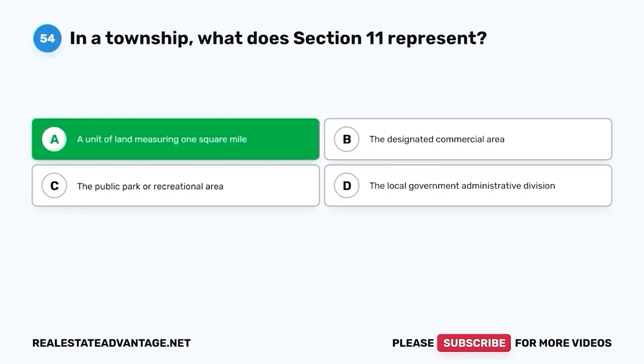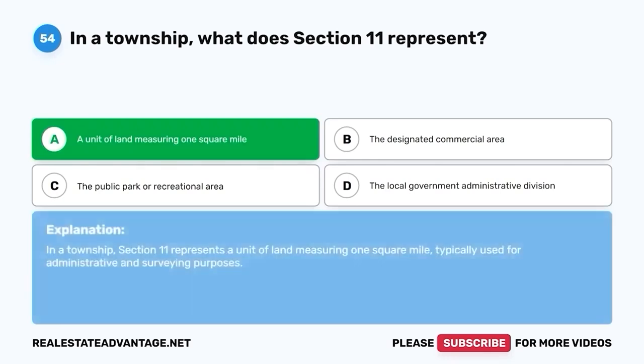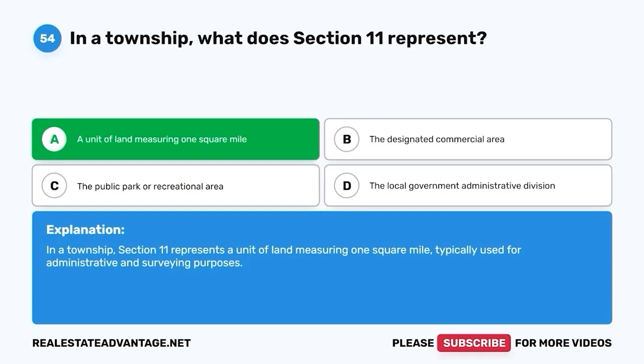A unit of land measuring 1 square mile. In a township, Section 11 represents a unit of land measuring 1 square mile, typically used for administrative and surveying purposes.